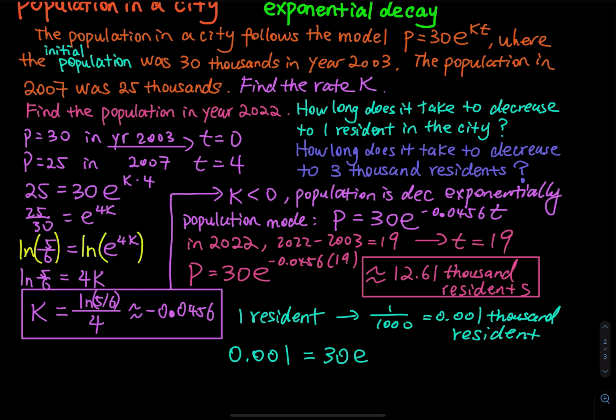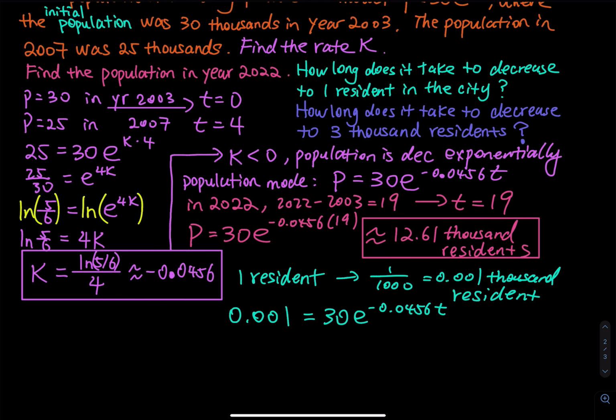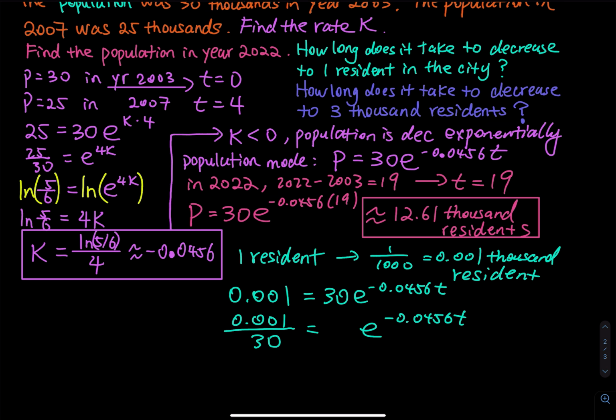So 30e to the negative 0.0456t. Okay, solve for t. The last question was easy: you plug in the t, one step, and the calculator tells you what it is. But this one you have to solve an exponential equation. So divide both sides by 30, you have 0.001 divided by 30 equals e to the negative 0.0456t. And then how do you bring the t down? You ln both sides, right? So you ln the left side, and you ln the right side.